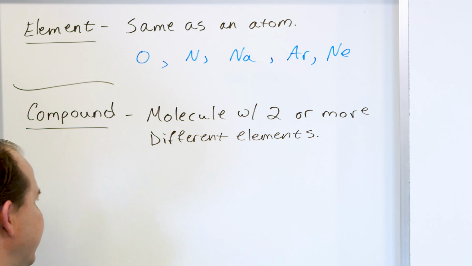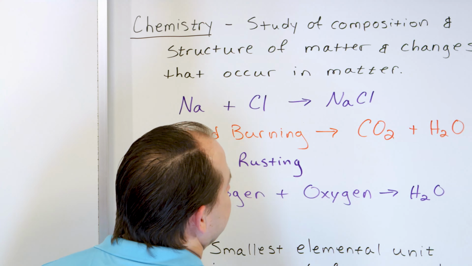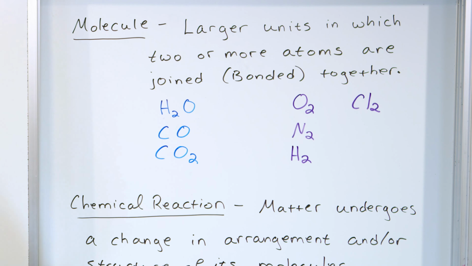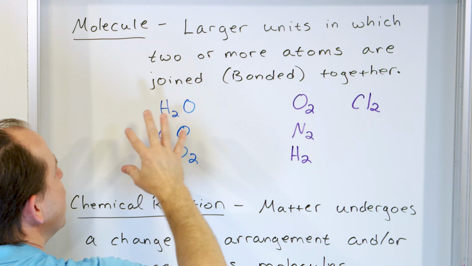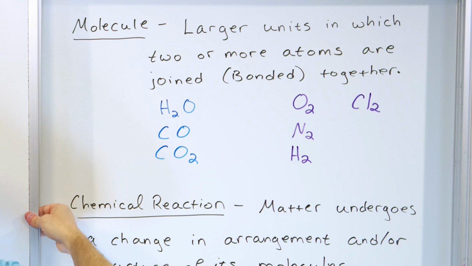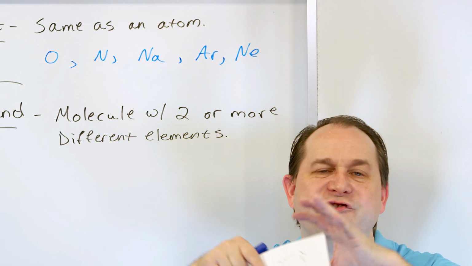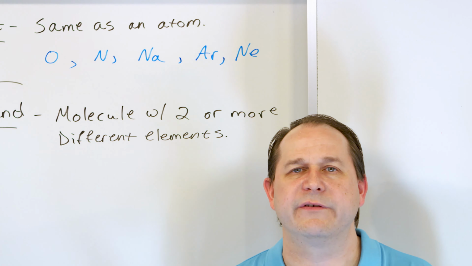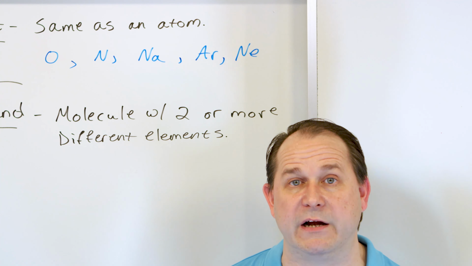You might say, wait a minute, how's that different than a molecule? Let's go back to the definition of a molecule. That's why I wrote everything down. A molecule is a larger unit in which two or more atoms are joined, bonded together. And we gave lots of examples. A molecule is like the general class of what's going on. A molecule is anytime you have two or more things coming together in what we call bonding.